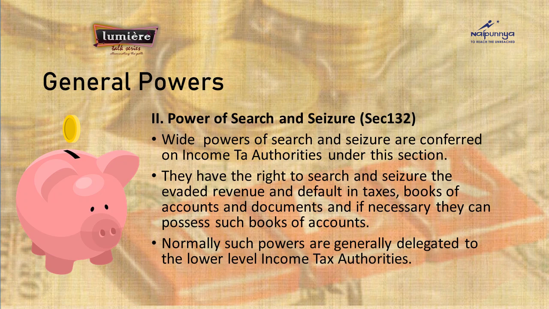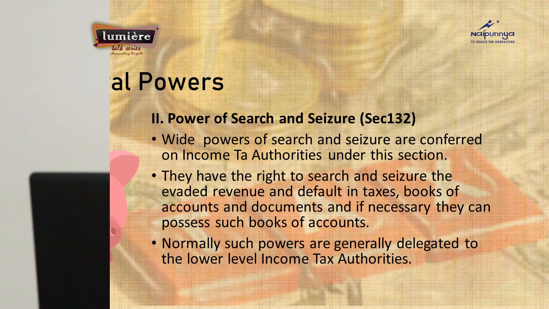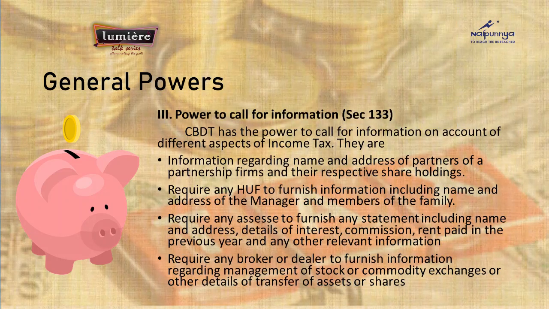So even though we are saying this is one of the powers of CBDT, these powers are mostly delegated to the lower level income tax authorities, and normally lower level income tax authorities are doing search and seizure under section 132.